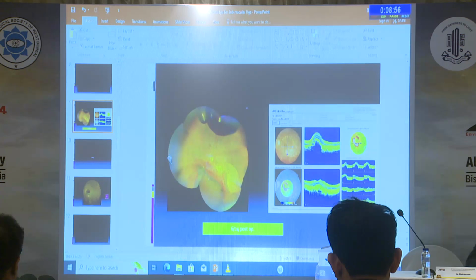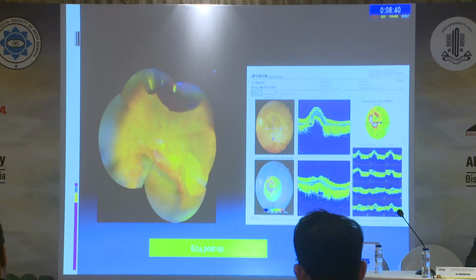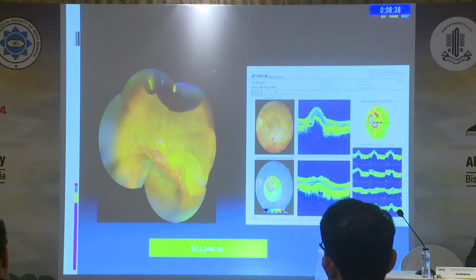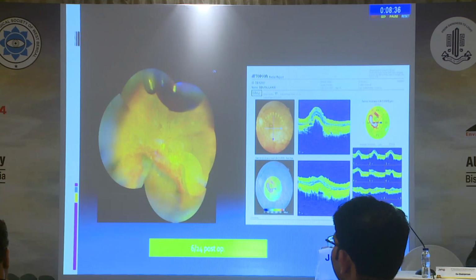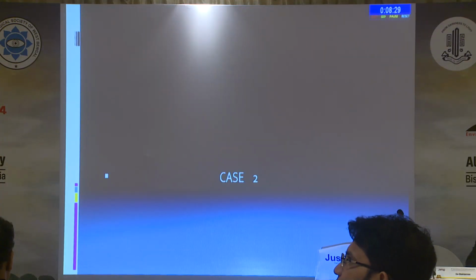This is the post-op after 1 month. We can see there's very good resolution, but I can see there's an RPE rip, but it's away from the macula. So the vision ultimately came to 6/24, but I have given only one anti-VEGF. After that, the patient has not come for follow-up. Maybe she will come with one more episode of rebleed, because only one anti-VEGF was given.